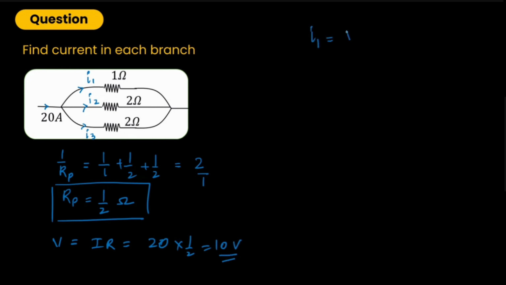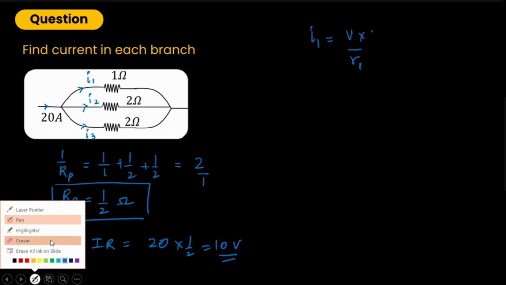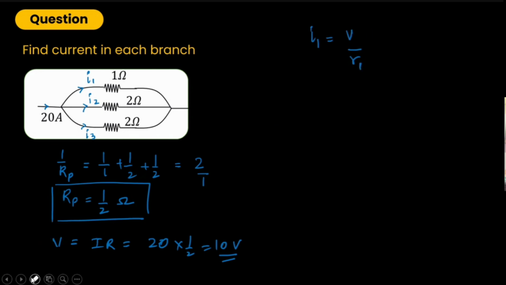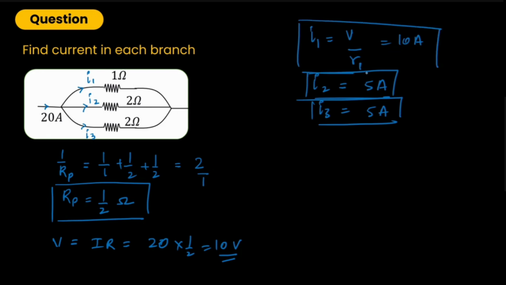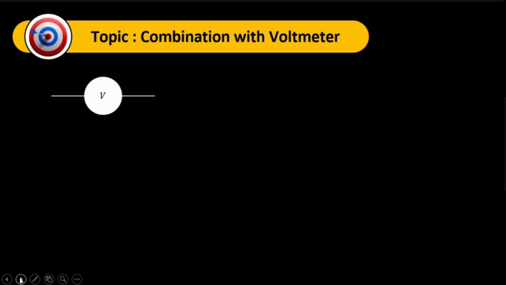Again I1 is V by R1, so 10 by 1 is 10 amperes, and then I2 and I3 are both 5 amperes. So a very general way, just make it strong. If you are able to solve the question through this method, the other methods you'll get automatically. You won't even be writing to find the answers. So this is something that we should keep in our mind before looking at the concepts.